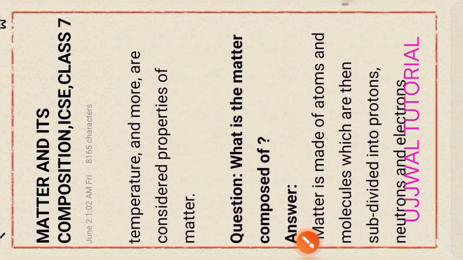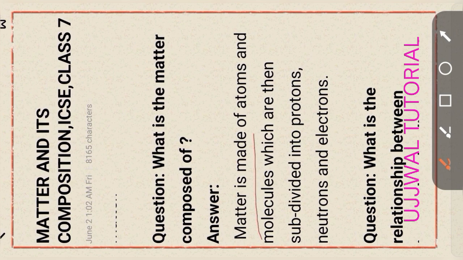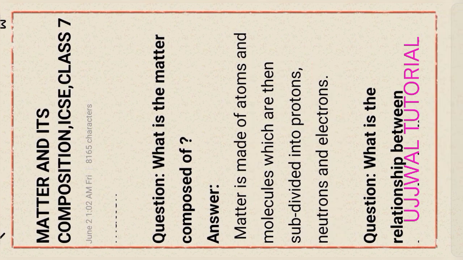Next question. What is matter composed of? Matter is made of atoms and molecules, which are then subdivided into protons, neutrons, and electrons. Proton has a positive charge, neutron has a neutral charge, neither positive nor negative, and electron has a negative charge.